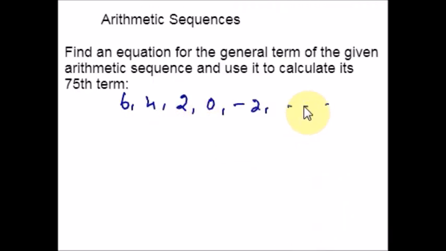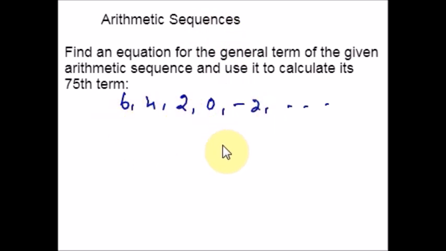Here is the first example. We are supposed to find an equation for the general term of the given arithmetic sequence and use it to calculate its 75th term. Here is the list: 6, 4, 2, 0, negative 2. Let us begin by finding the common difference. First, look at the list of numbers. The common difference is found by subtracting a number by its previous number. So d would be 4 minus 6, 2 minus 4, 0 minus 2, negative 2 minus 0. You should check whether the common difference is the same. For all arithmetic sequence problems, the common difference would be the same.